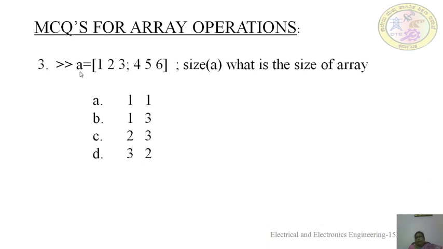At the command prompt, if you type A is equal to 1, 2, 3, then 4, 5, 6, and then enter size A, where A is the name of the matrix you have created, this command will give the size of the array. So what will it display? Since we have created 2 rows and 3 columns, C will be the correct answer, 2 rows and 3 columns.